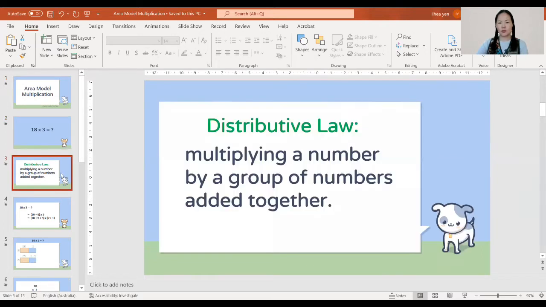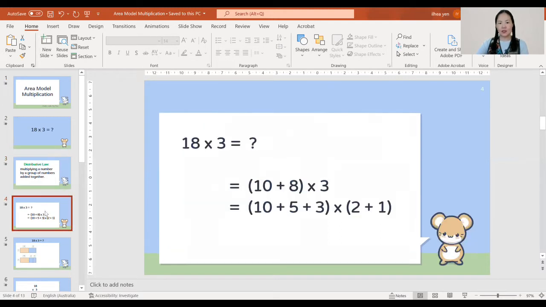Now what's a distributive law? That's quite a mouthful word there. It just means multiplying a number by a group of numbers added together. What that really means, so we got 18 times 3.